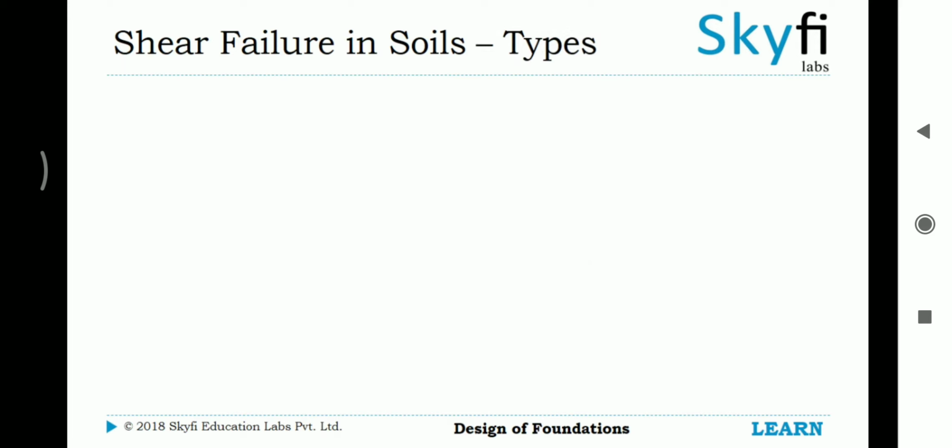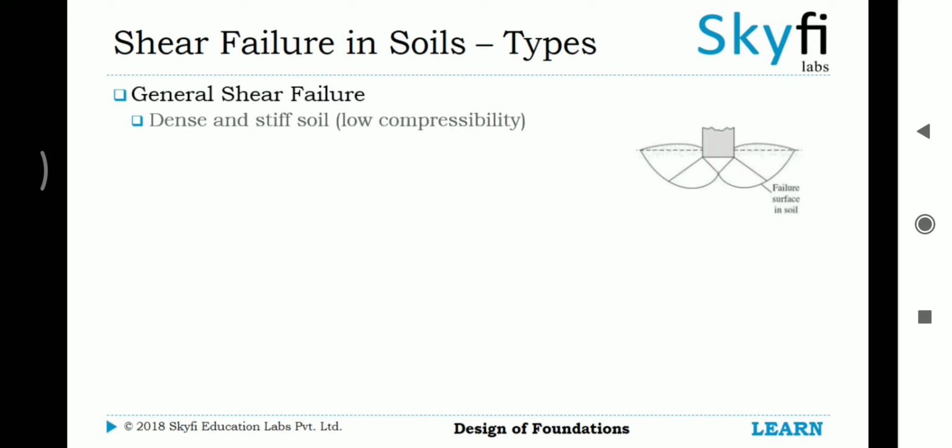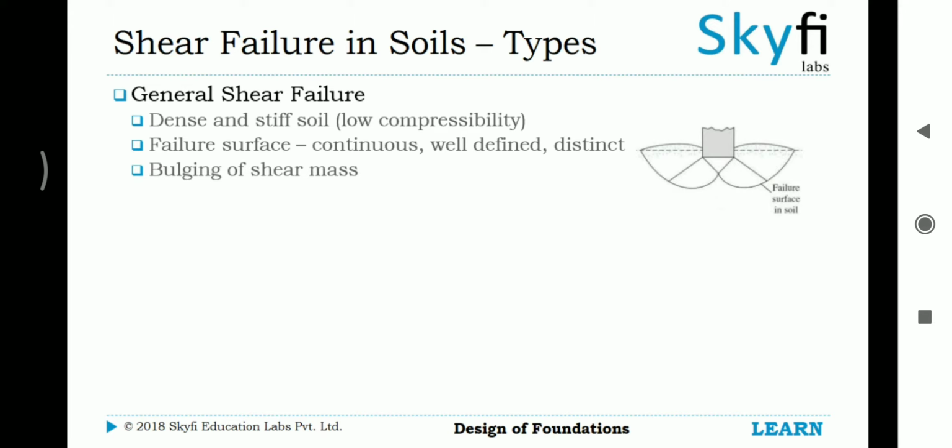Let's take a look at the different types of shear failure. The general shear failure is seen in dense and stiff soil. Here the failure surface is continuous, well-defined, and distinct. A continuous bulging of shear mass, adjacent to the footing, is visible in this failure. This effect results in the tilting of the footing.